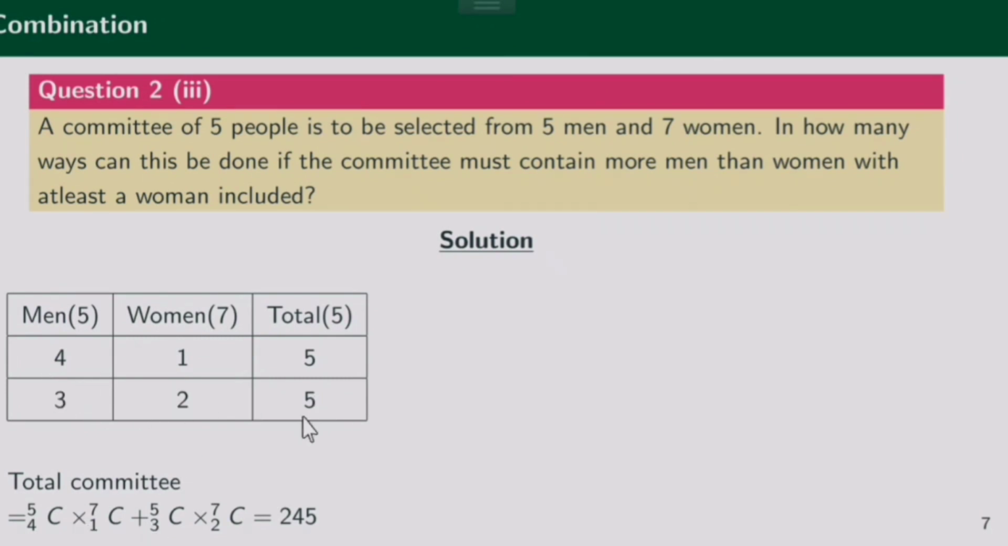Or this other possibility, where or can be translated to plus because I'm adding. The 2 possibilities are mutually exclusive. They cannot occur at the same time. Either I have this first possibility or the second possibility. What about the second possibility? I select 3 men from 5 and 2 women from 7. Then if I punch this in my calculator, it will give me 245.